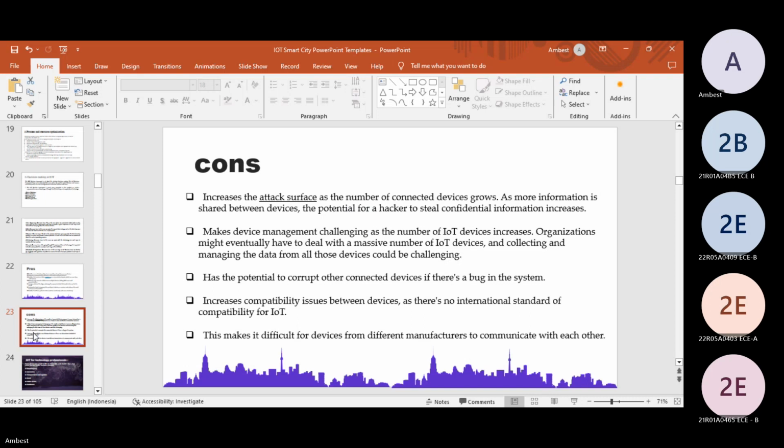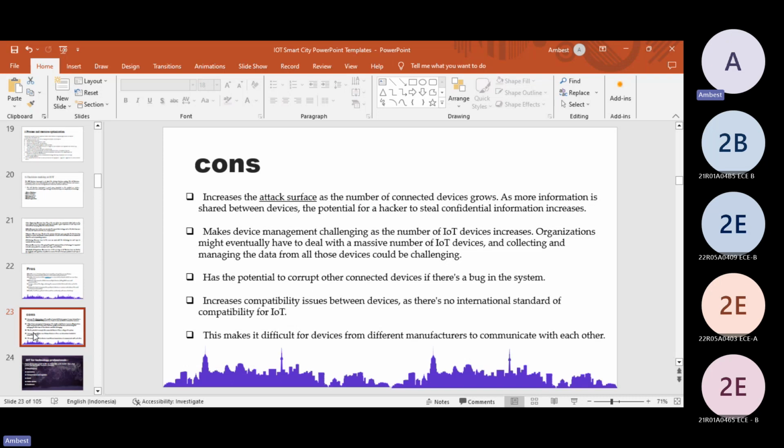it increases the attack surface as the number of connected devices grows. As more information is shared between the devices, hacking to steal confidential information is going to increase. If the connected devices have a huge number of accounts, it gets into a dangerous zone, where they can hack the potential accounts and steal the confidential information. So this is the attack surface as the count of connected devices grows. And the next thing was it makes the devices hard to manage and challenging.